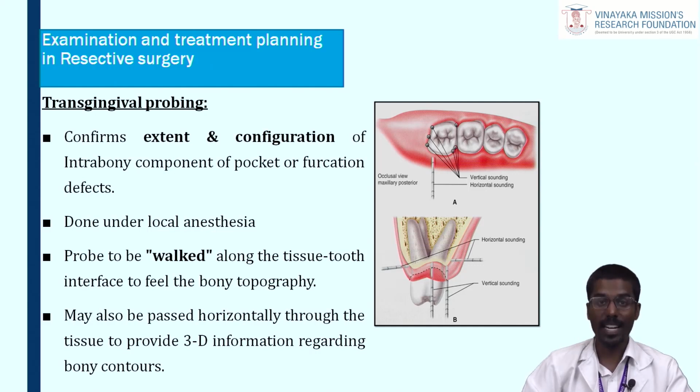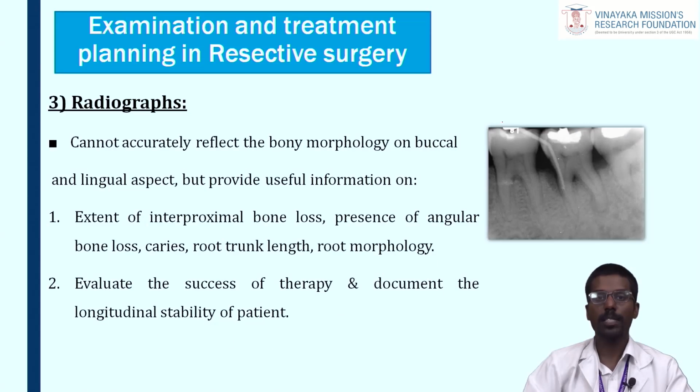So now coming on to transgingival probing, there are two methods. One is the vertical transgingival probing, the next one is the horizontal transgingival probing. In both cases, we have to give the LA, then we are going to probe until the probe hits the bone level. The next one is the radiographic method.